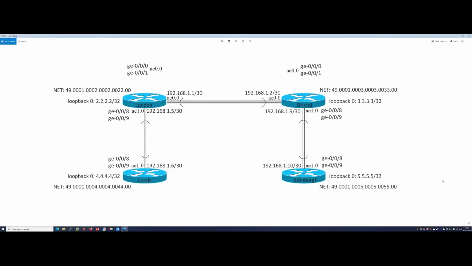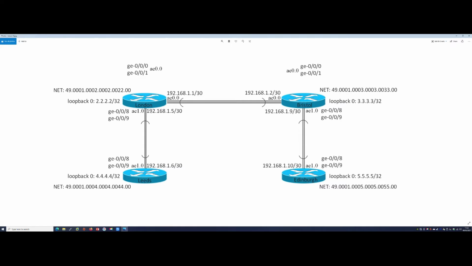So this is the topology we are going to utilize, which consists of our aggregated Ethernet groups, which is going to be AE0 from London to Bristol, AE1 between London and Leeds, and AE1 between Bristol and Edinburgh. Our loopback addresses are going to be 2 for London, 3 for Bristol, 4 for Leeds, and 5 for Edinburgh.